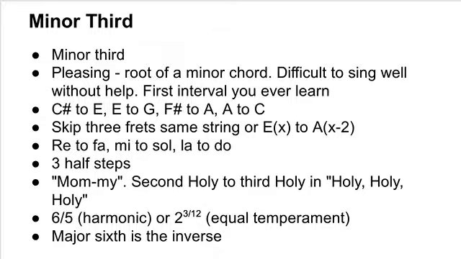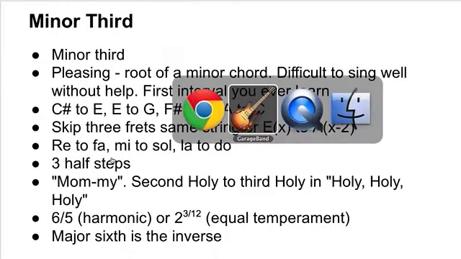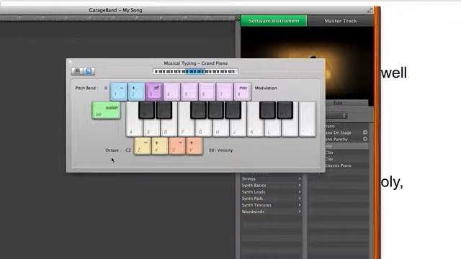Next interval is a minor third. A minor third is pleasing. It's the root of a minor chord. It's really difficult to sing well without some sort of help, but it's actually the first interval that you ever learn. When you learn to call for mommy, it's a minor third. And doorbells are also often done in a minor third.